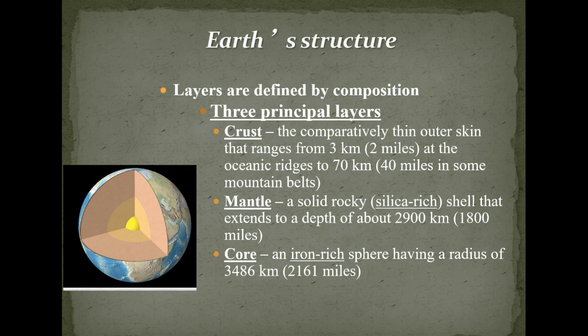So like the crust, it says it's the thin outer skin that ranges from 2 miles at oceanic ridges to 40 miles in some mountain belts. You don't have to memorize that. Just know that it's really, really thin compared to everything else, and it changes between 2 and 40 miles, so you know that it gets thinner in some places and thicker in others. Then you have the mantle. And the mantle is, we consider mostly solid rock.